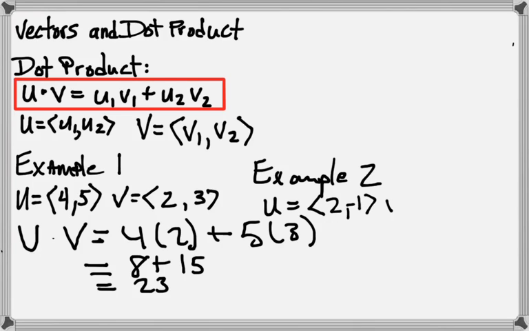Example 2. Let's try this one. See what you get for that. U is 2, negative 1. V is 1, 2. Find the dot product. Real quick. 2, negative 1, and 1, 2. It's on the board.